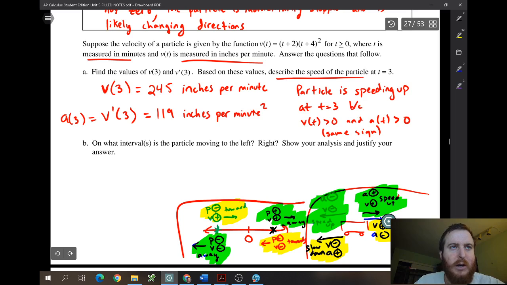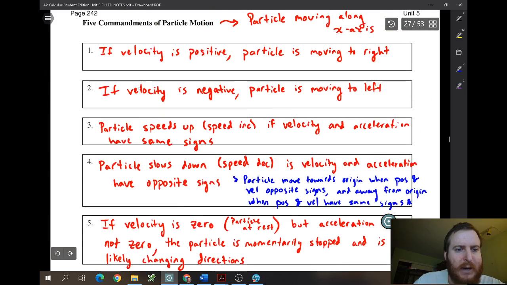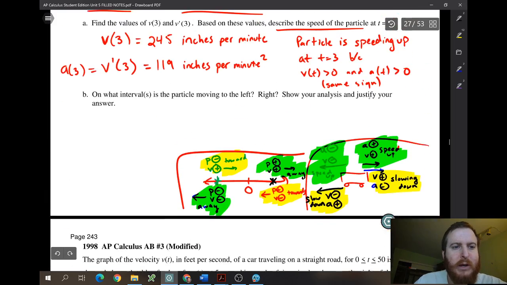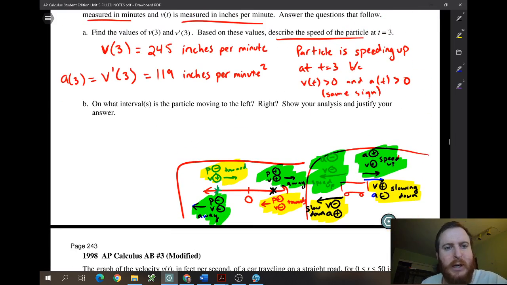Okay, next one says, on what intervals is the particle moving to the left? So this kind of goes back to our rules, right? If the velocity is positive, we're moving to the right. If the velocity is negative, we're moving to the left. So this is very similar to what we did with increasing, decreasing, right? And so increasing position is moving right, position decreasing is moving left. So we want to kind of remember that.